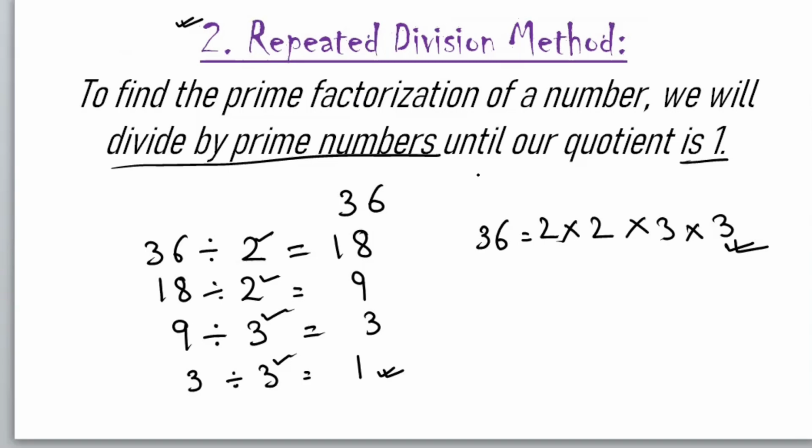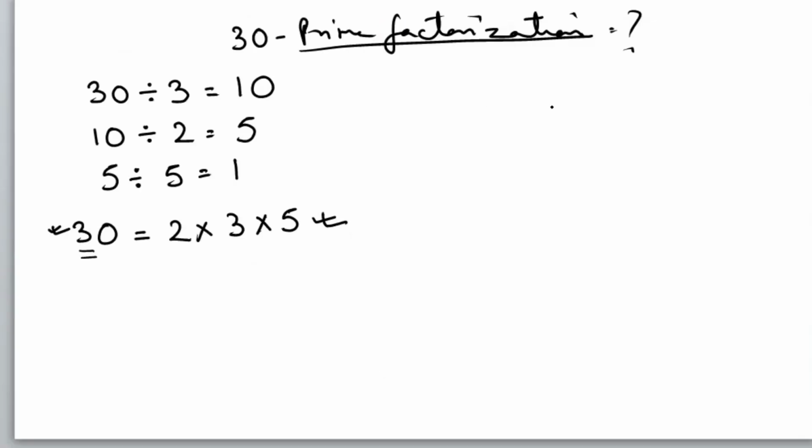Okay, let's take more questions so it will be clear how we can do the prime factorization by the repeated division method. Another one, that is 48. Find the prime factorization of 48. So 48 divided by a prime number, that is 2, we will get 24. Then we divide 24 again by 2, we will get 12.